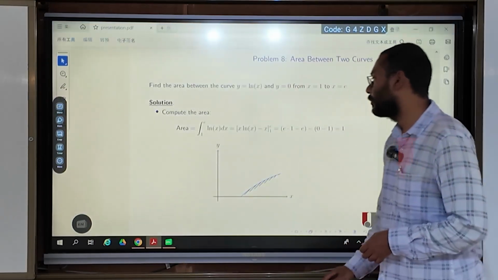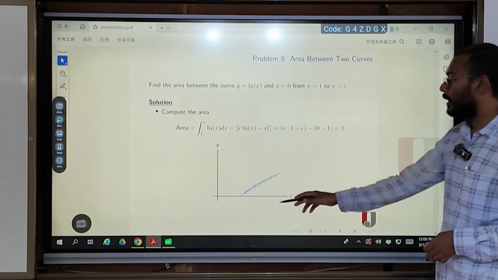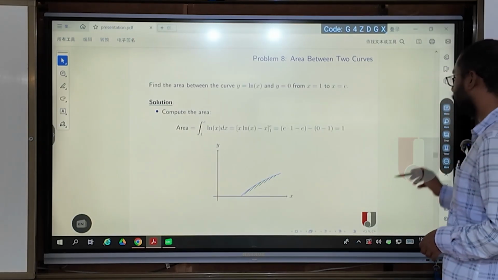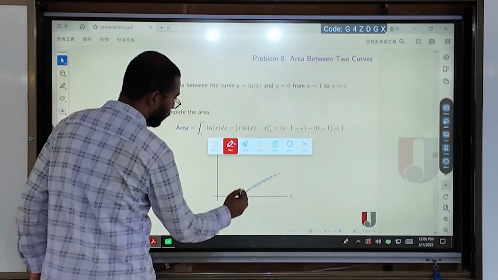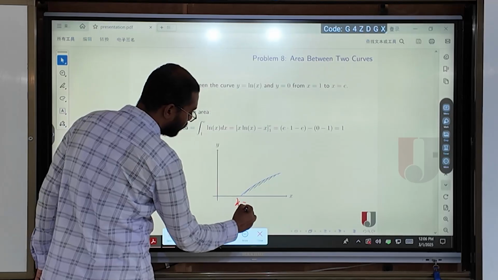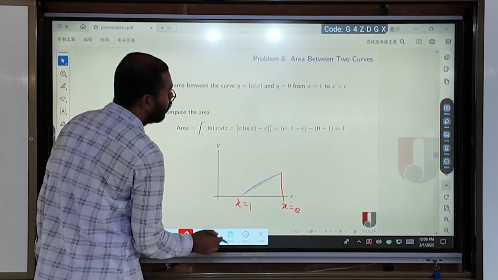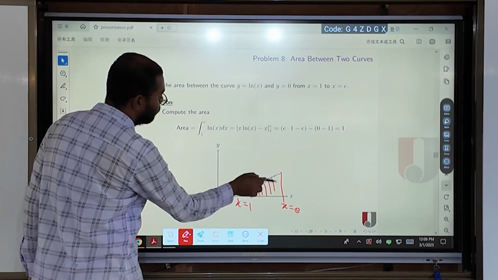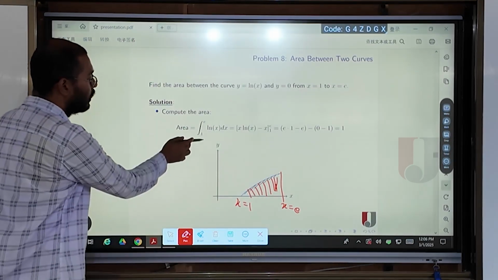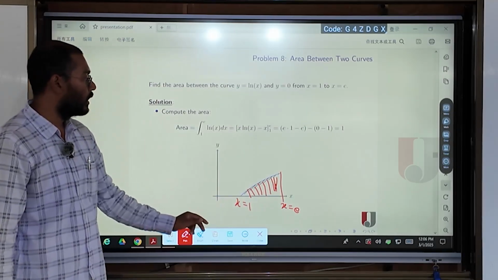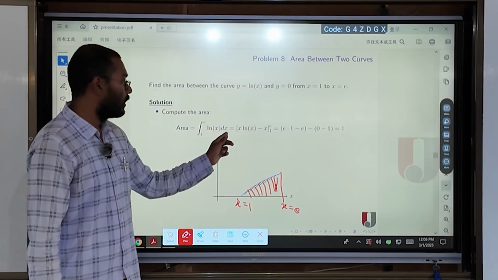Now how will we solve it? We proceed. This is my curve. Here is the x equal to 1 line, and here is the x equal to e line, and we have to compute that portion. The lower limit is 1, the upper limit is e, and inside that bounded zone we compute the integral from 1 to e of log x dx.